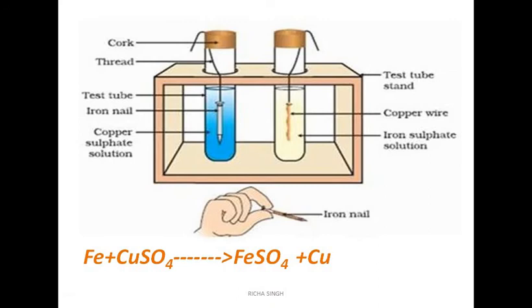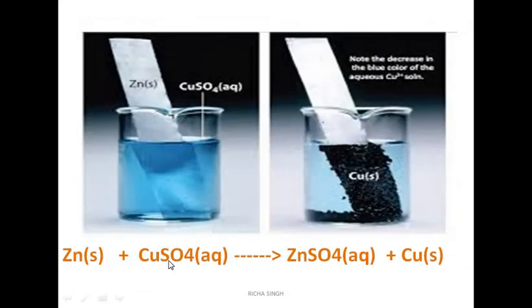For example, you have copper sulfate solution and you put an iron nail in it. After some time, what will happen? The color of copper sulfate will change and iron will get a coating on it. The reaction will be iron plus copper sulfate gives iron sulfate plus copper. Here, because iron is more reactive than copper, therefore it is displacing copper from its salt solution.